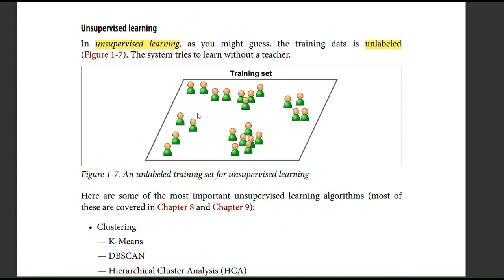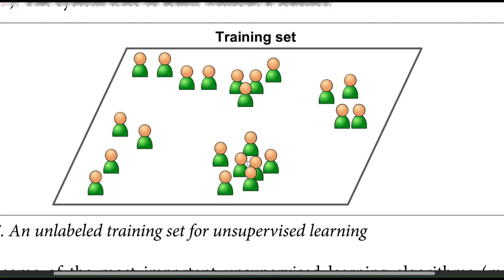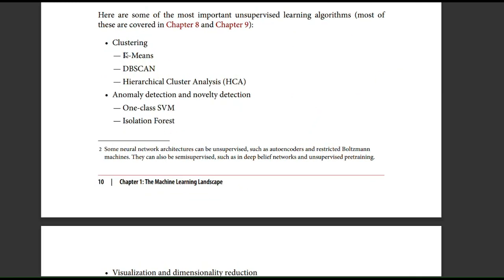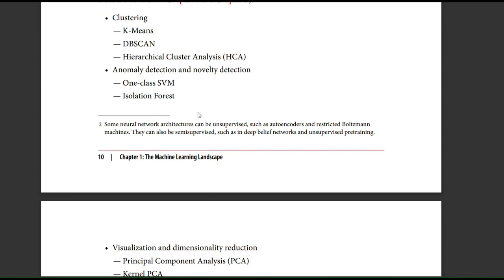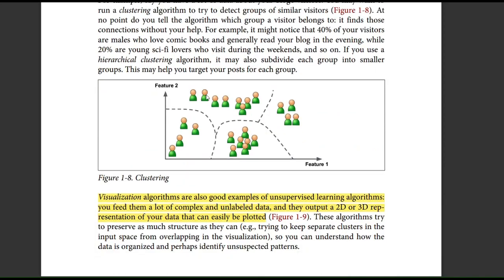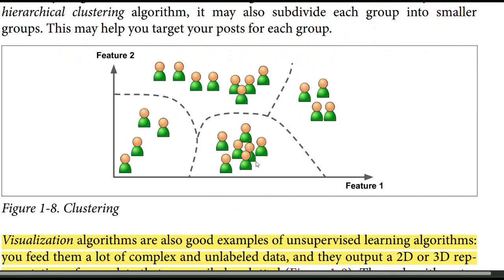Unsupervised learning is just the opposite of supervised learning, wherein we do not provide the label with the training data. So the training data is unlabeled, and the machine learns by grouping similar data together. For example, this is the kind of data set that is provided to the machine, and it tries to group similar people together. When you give some other instance, for example, another instance is present here, it will try to predict the particular group for that instance. These are some of the algorithms covered under unsupervised learning: K-means, DBSCAN, hierarchical cluster analysis, one-class SVM, isolation forest, etc.